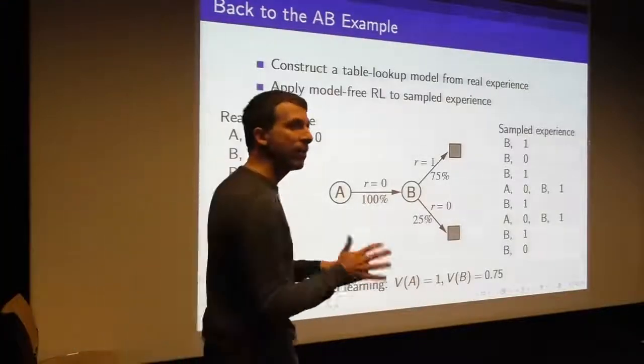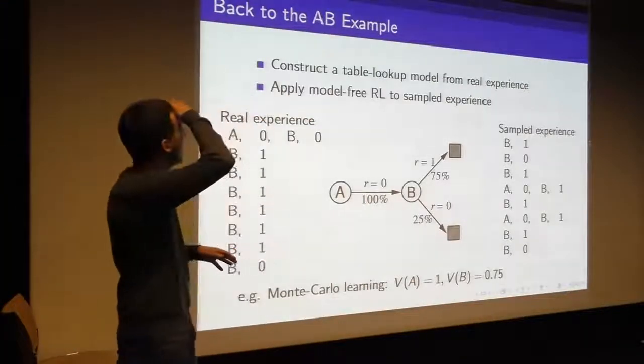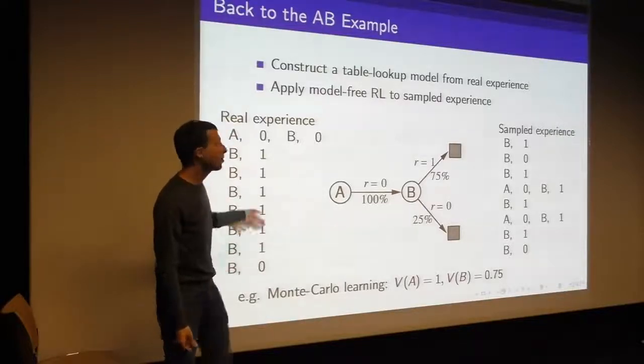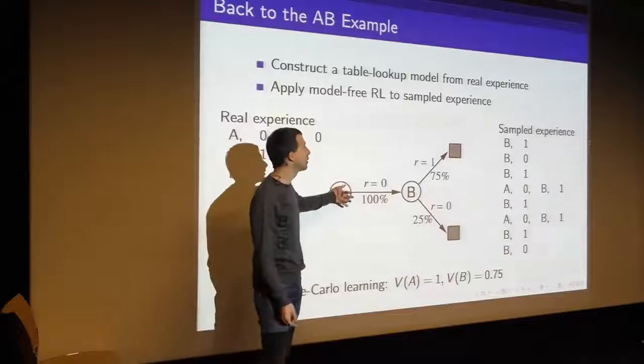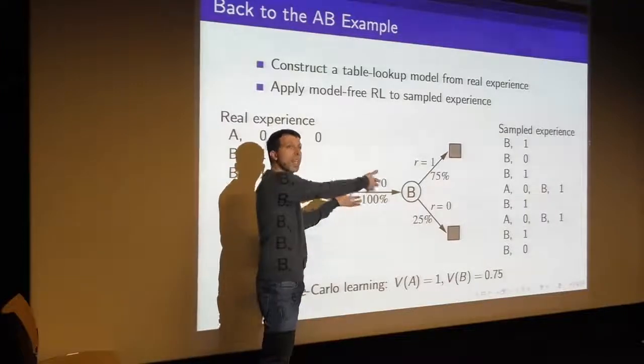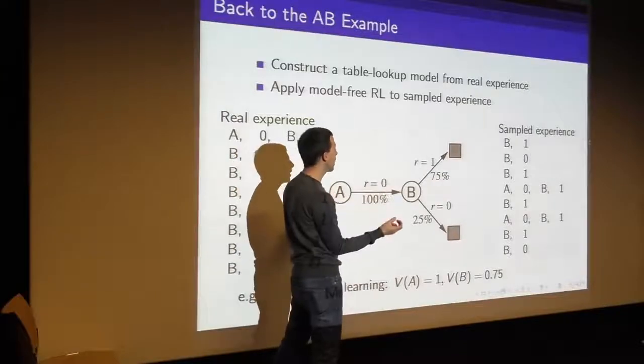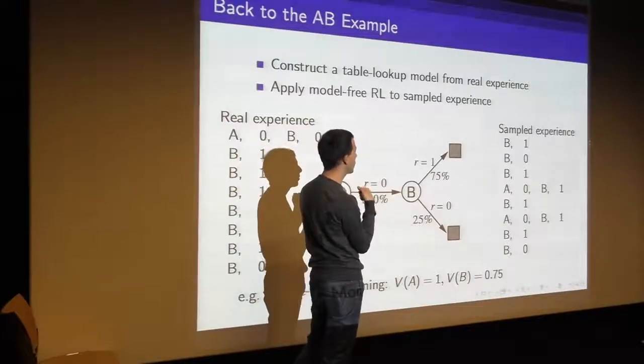So let's go back to our AB example. What would it look like here? We started off with this real experience. We generated a model, and now we've got this model. We can use this model to sample experience. So let's imagine now that we could sample what happens. We could sample some trajectories from this.